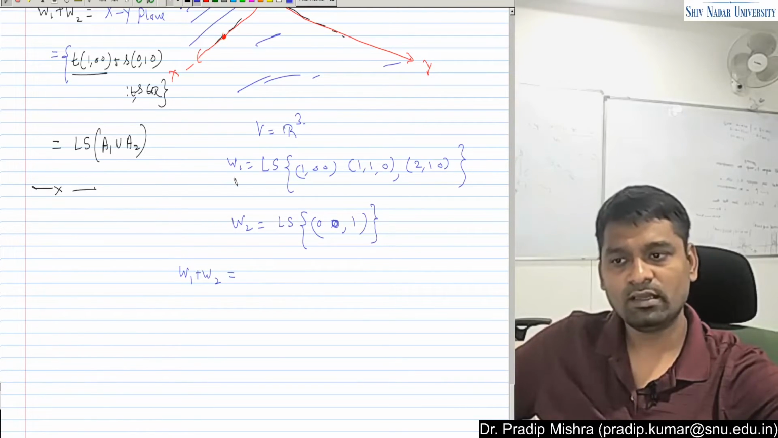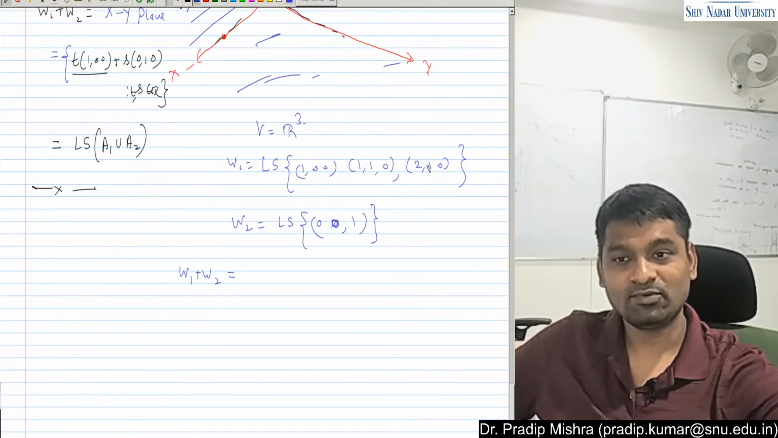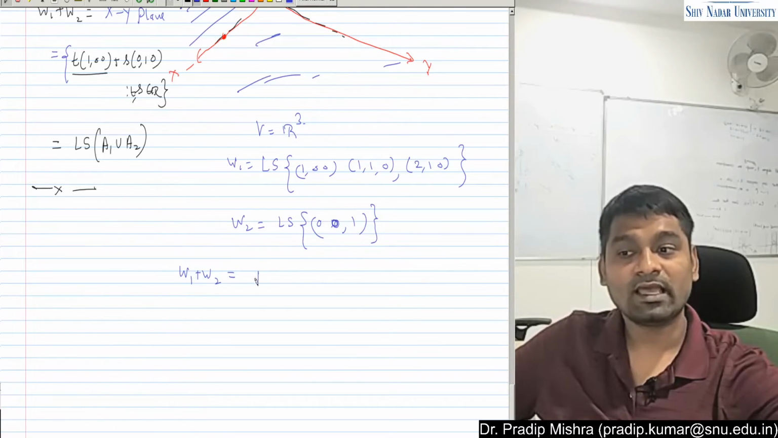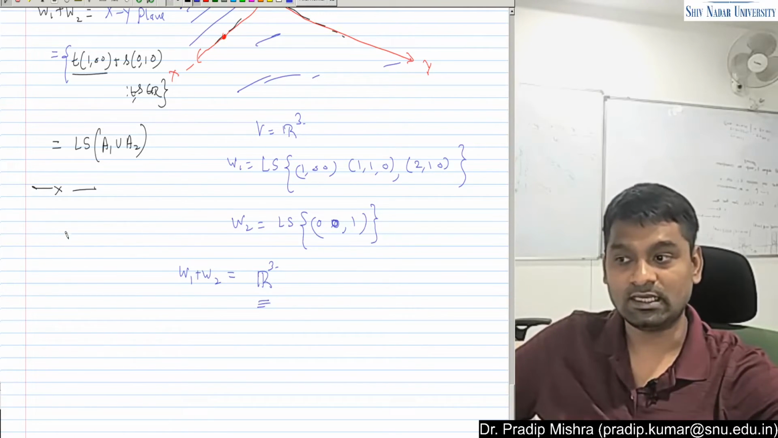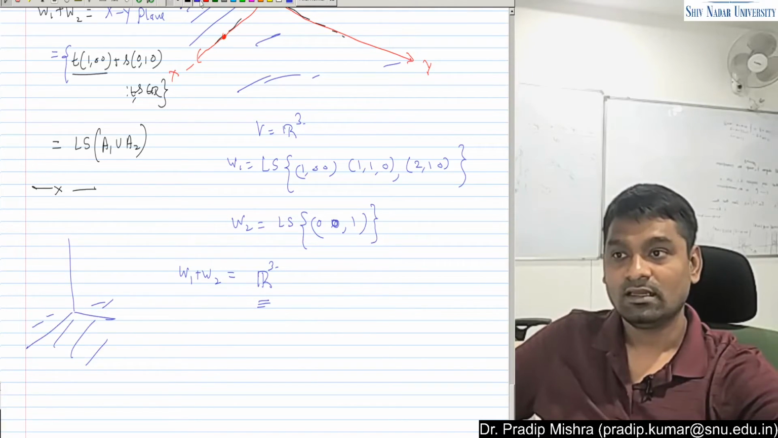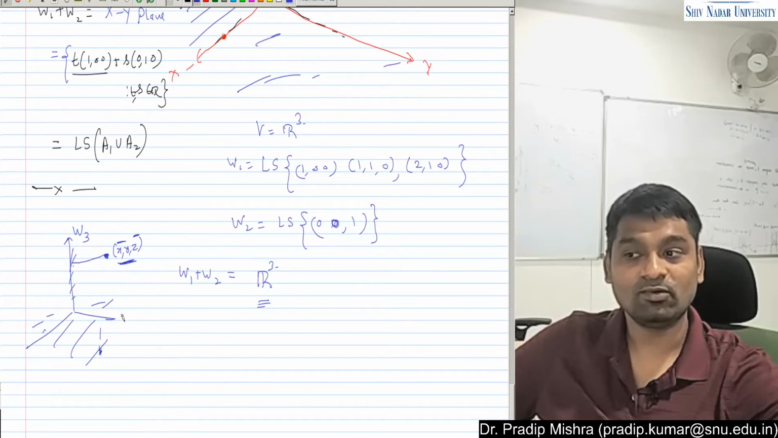What is W1 pictorially? This is the xy plane. This will give you the x-axis, and this will give you something not in the x-axis but something in the y-axis. This is the xy plane and this is the z-axis. What is W1 plus W2? Actually it is R3. Pictorially it is easy, because this is your W1 and this is your W2. This I can write as something in W1 plus something in W2.